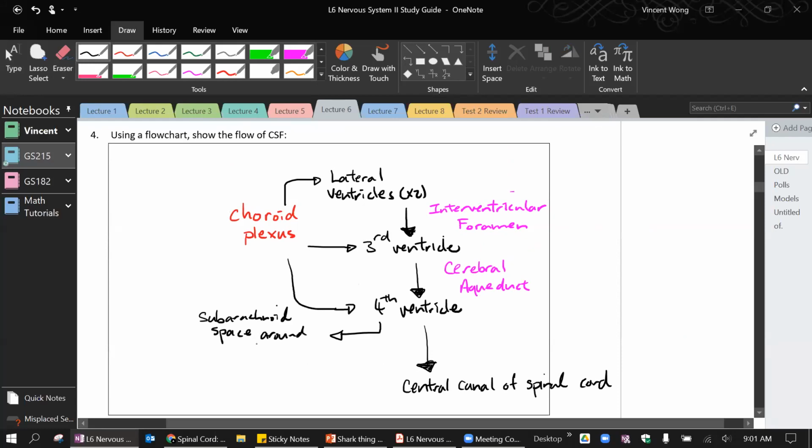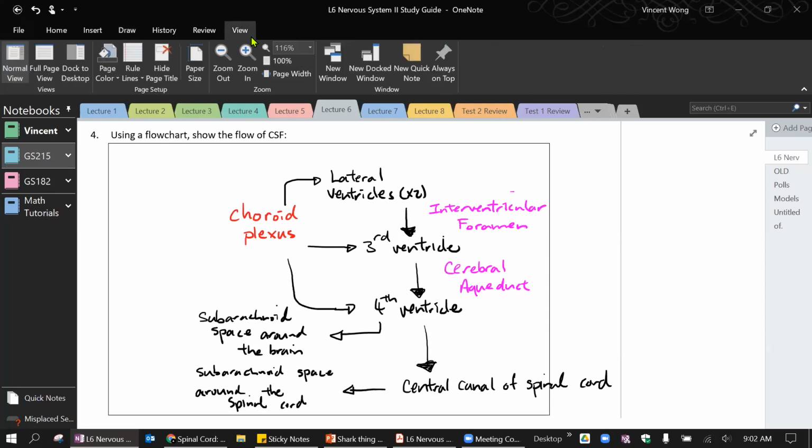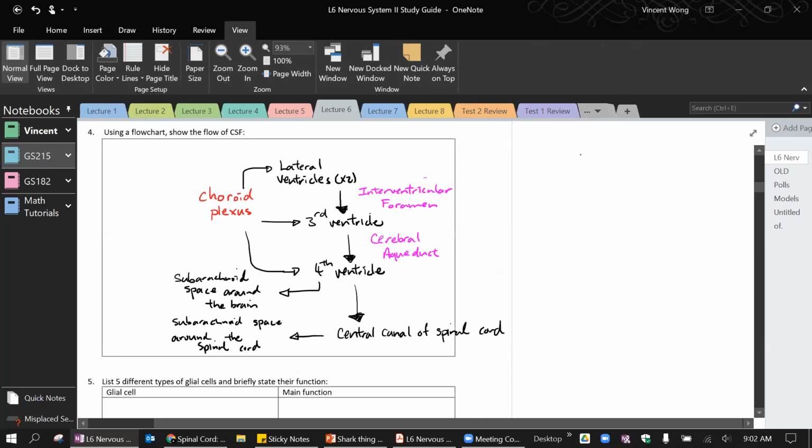Around the brain, right? And this is going to go to the subarachnoid space around the spinal cord. Okay. So let me just try to show you what I mean by that.